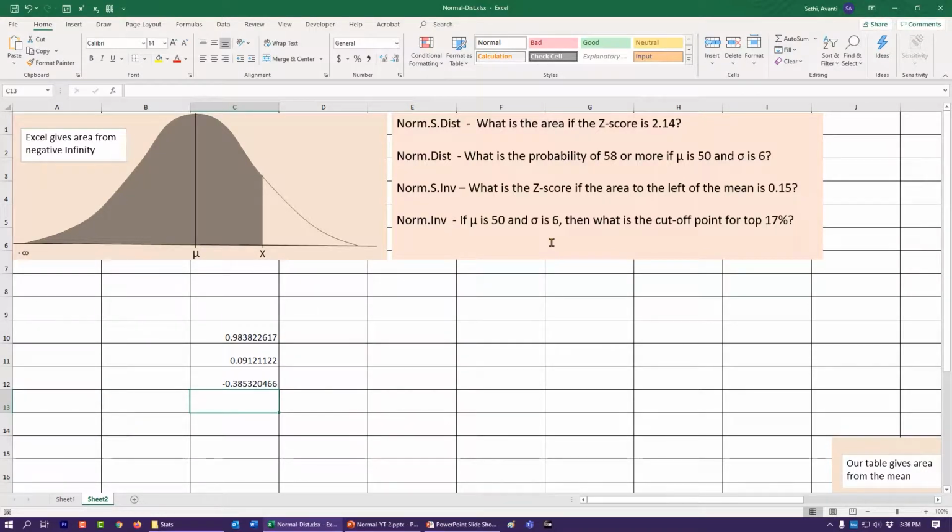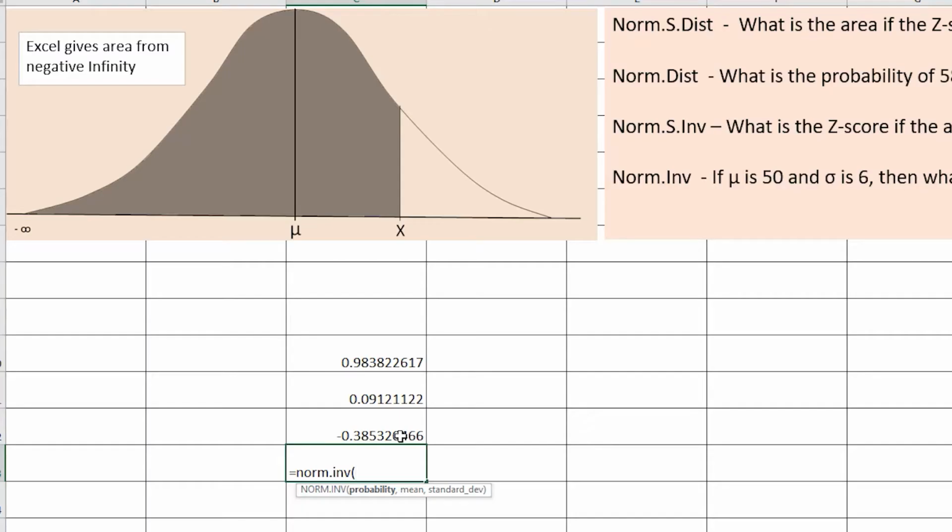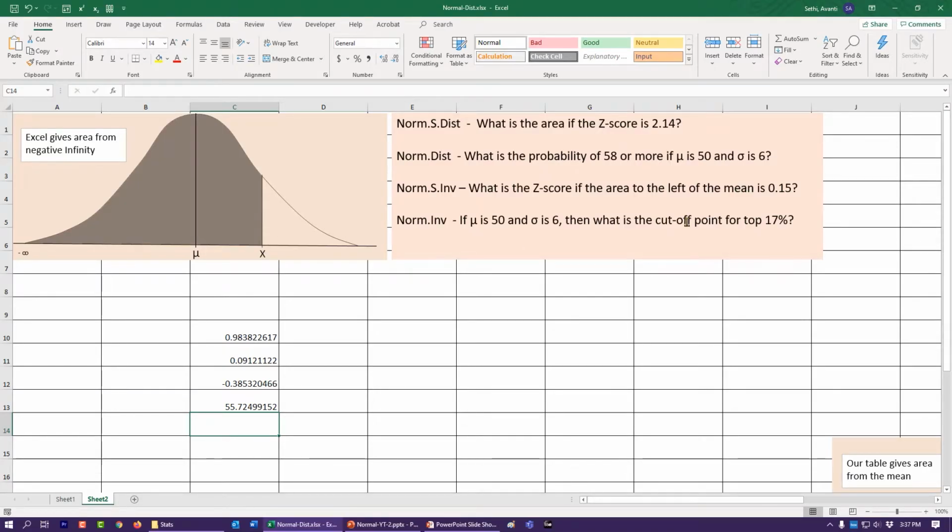If mu is 50 and sigma is 6, what's the cutoff point for top 17%? Another tricky one here. So function is NORM.INV. And probability is what? Now, top 17%, that's 0.17. This point onward is 0.17, right? But Excel computes everything from here. So if this is 0.17, what's this? This will be 1 minus 0.17, that is 0.83. So we're going to give here now 0.83. And the mean is 50, and sigma is 6. And there we are, 55.72. So 55.72 and more is top 17%.